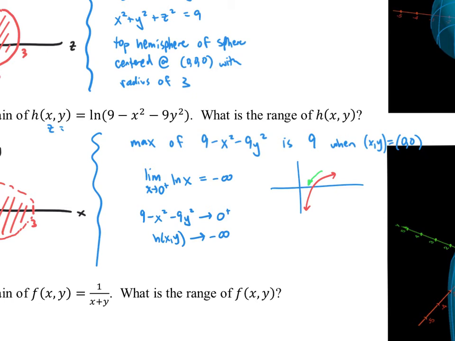So in other words, for our range, the minimum is negative infinity. It's going to just keep on going down forever. And this is for h of x, y, or z. And the maximum is the natural log of 9.